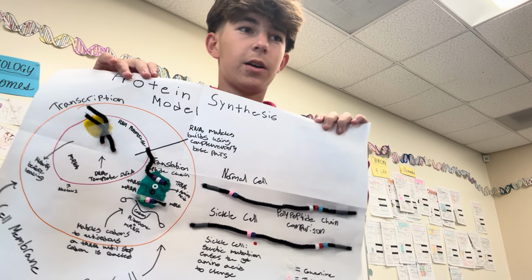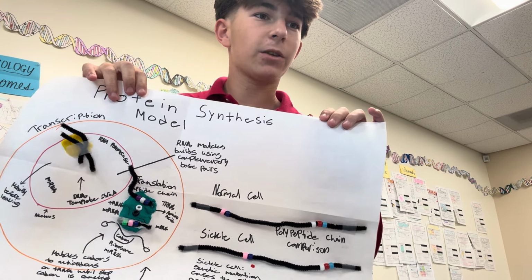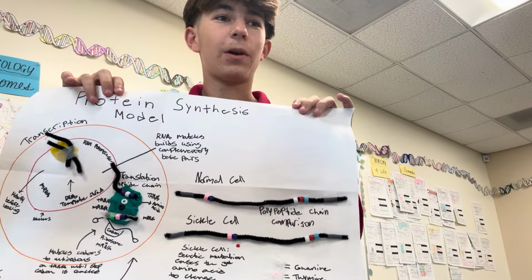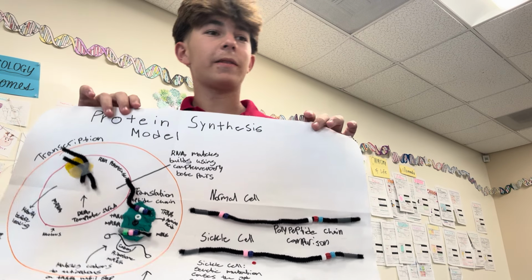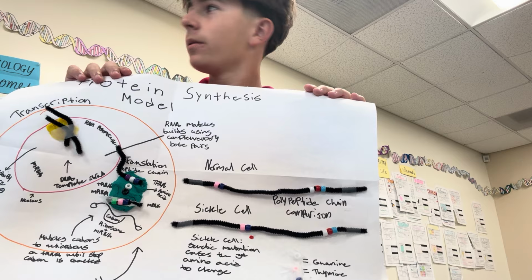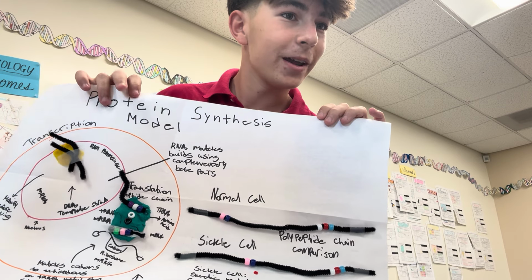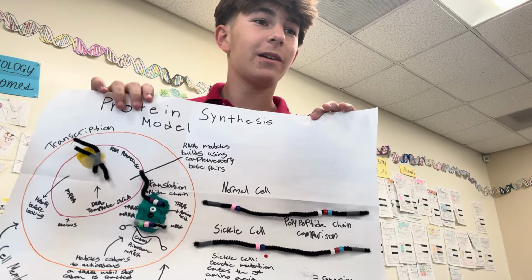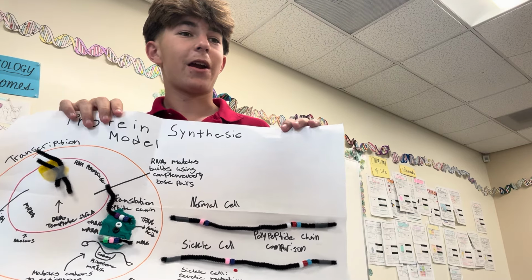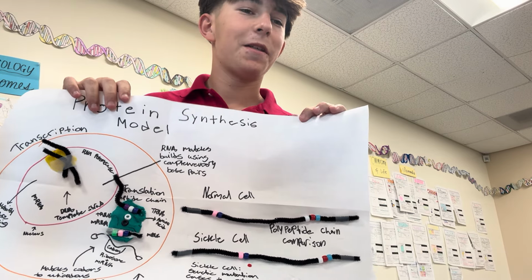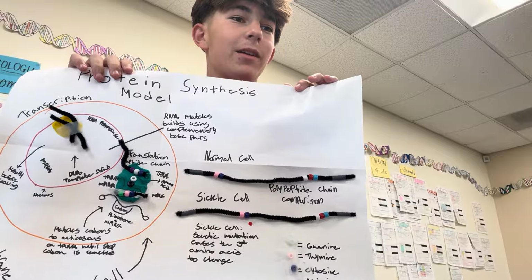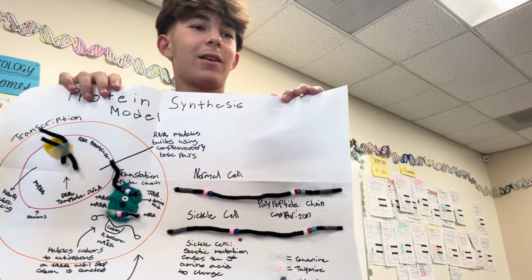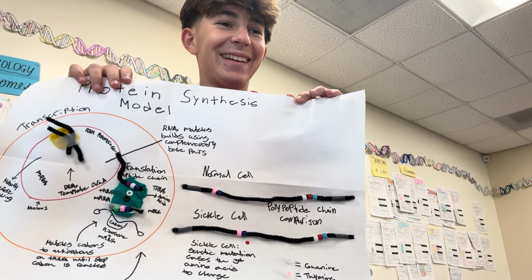Next is translation. Translation happens at the ribosome. In our model, the ribosome is shown surrounding the mRNA strand. The ribosome reads the mRNA in groups of 3 bases called codons. Each codon matches with a tRNA molecule carrying a specific amino acid. The tRNA has an anticodon that pairs with the codon on the mRNA.